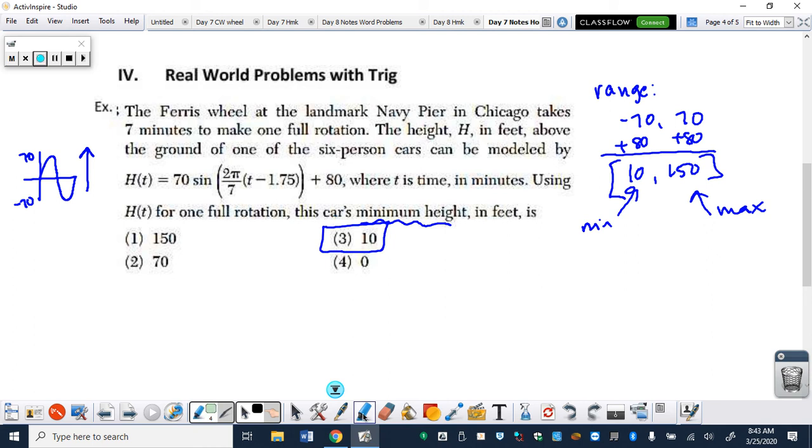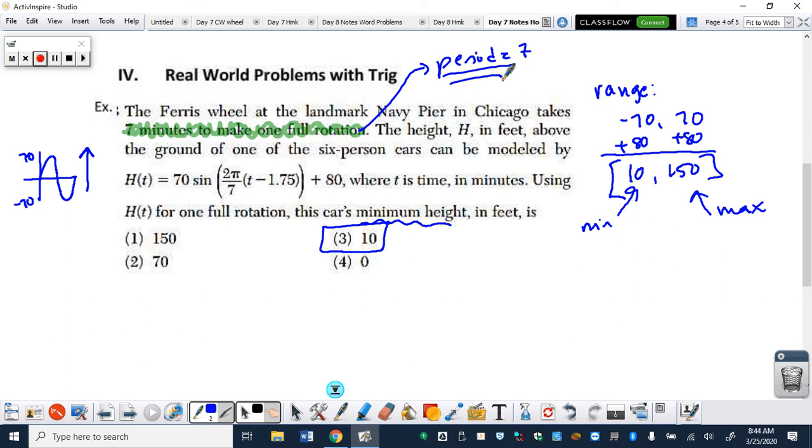Not asking this question, but I want to talk about really quickly this phrase right here. 7 minutes to make one full rotation. I'm going to review that. 7 minutes to make one full rotation. That means that period is equal to 7, because period is how long it takes for one full rotation.